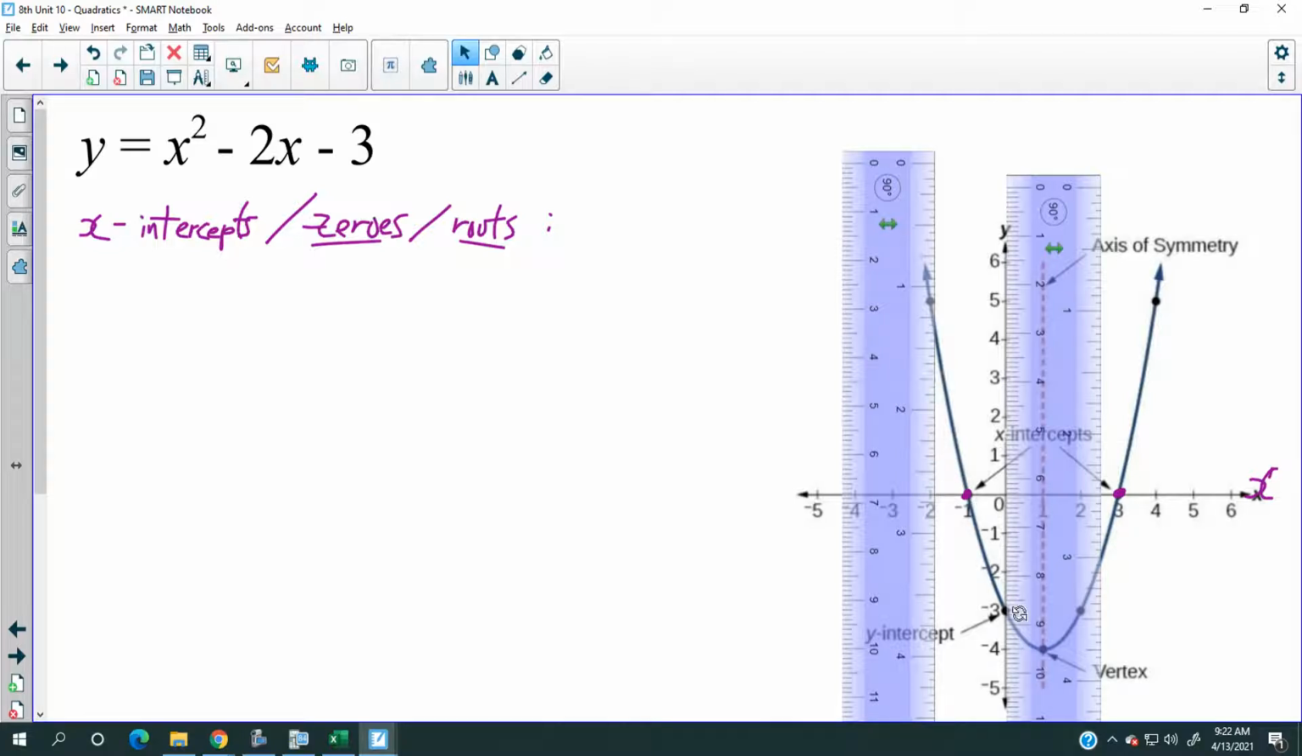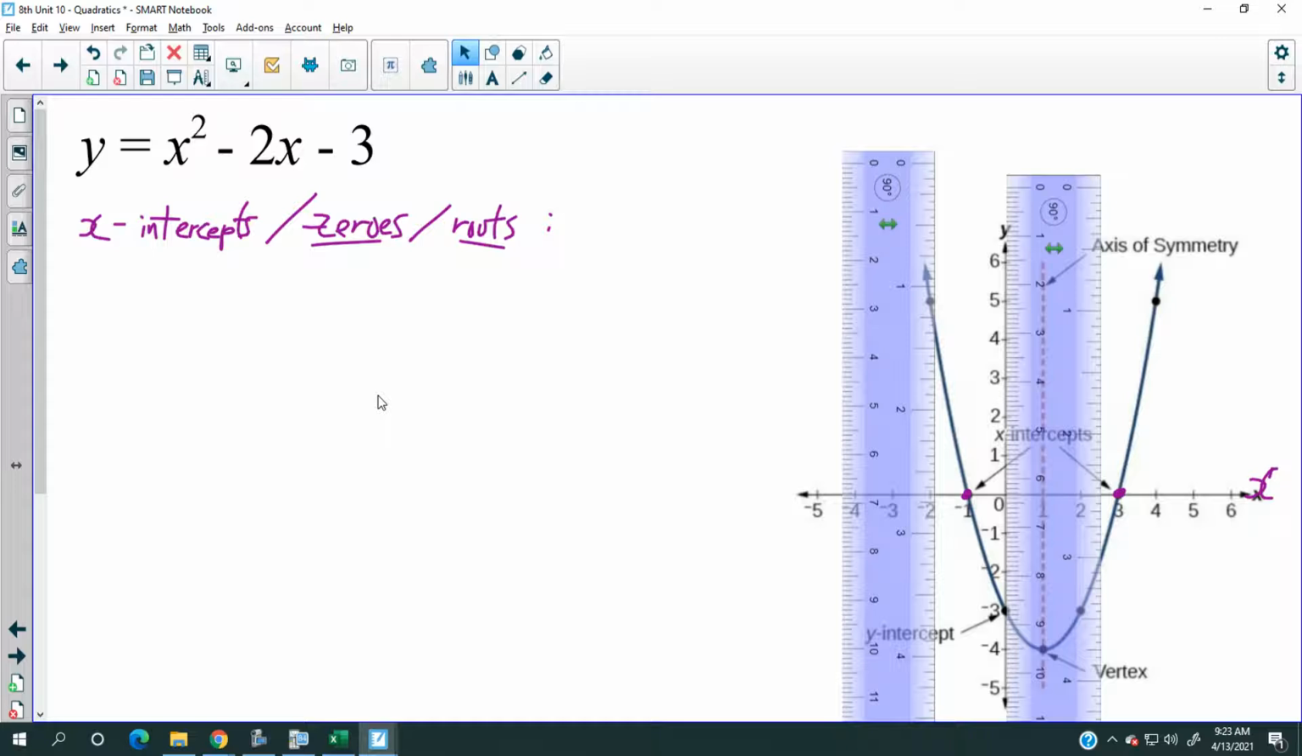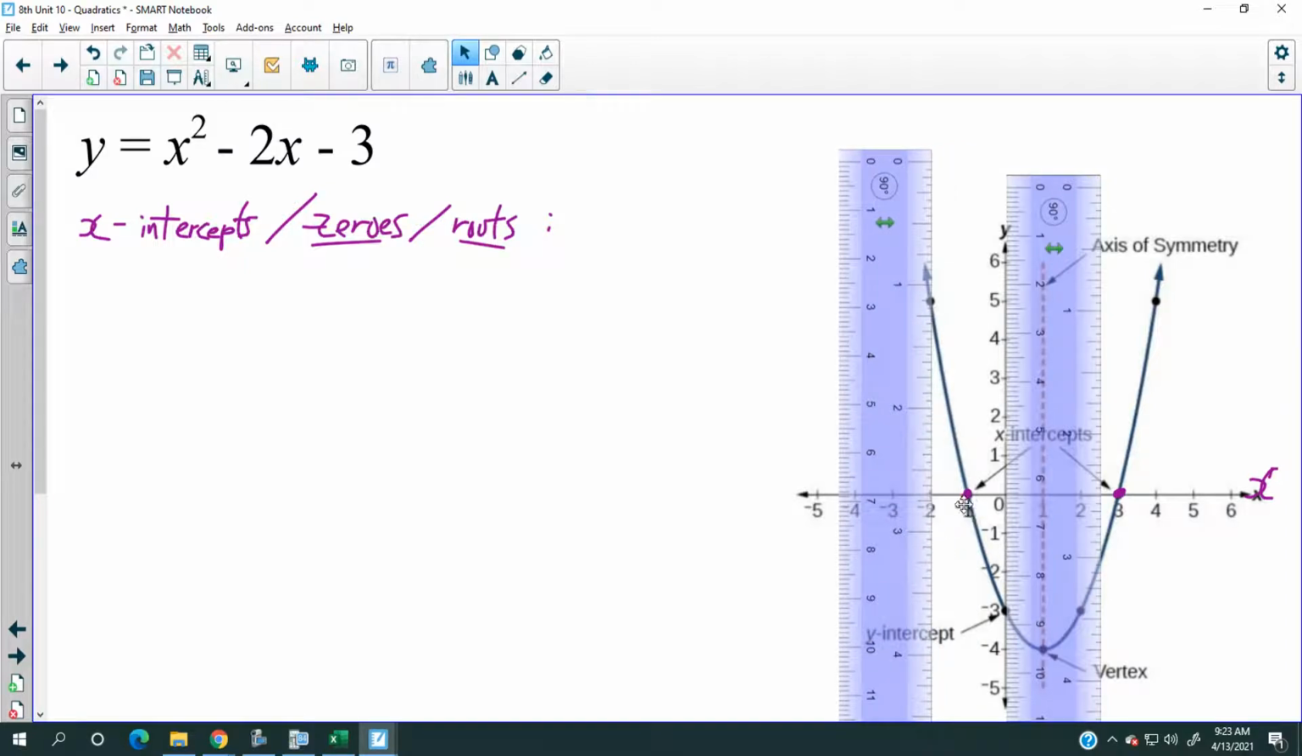Now, in this case, I want to look for the zero on the left. But by the way, that's not the reason why they use the word left bound. That has nothing to do with the roots on the left side nor the right side. Left bound means something like this. I'm speaking as if I'm the calculator: could you do me a favor and move the cursor somewhere to the left of where you think the zero, the root, the X intercept, on the left side would be?